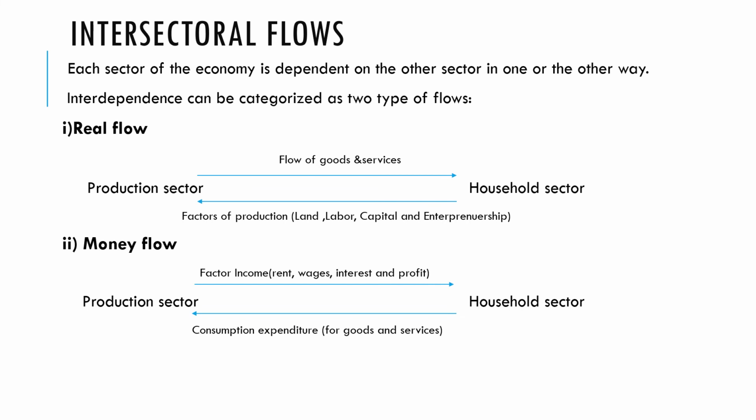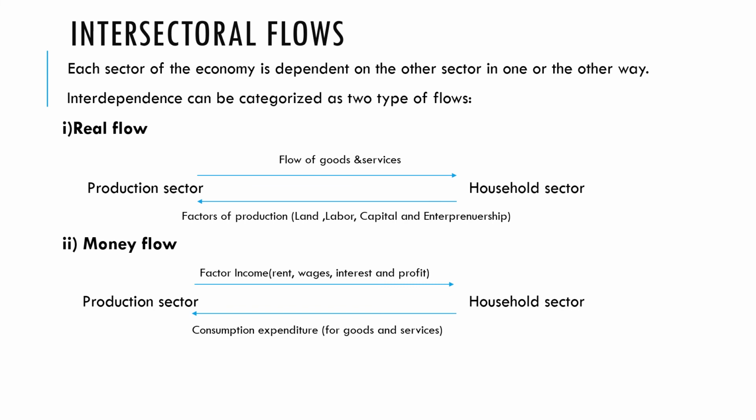Let us look at the two-sector economy and the flow in form of real flow and money flow in these two diagrams. If we look at real flow between production sector and household sector, then from production sector, flow of goods and services happens to the household sector. And in return, the household sector provides factors of production like land, labor, capital, and entrepreneurship to the production sector.